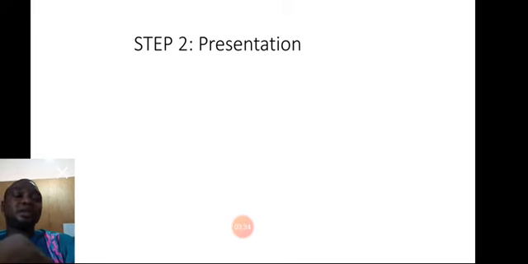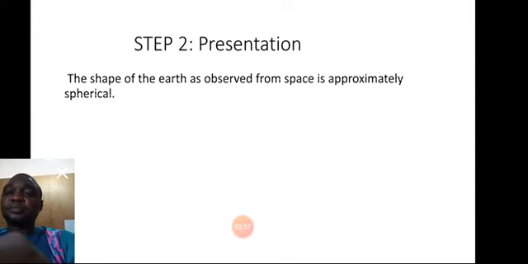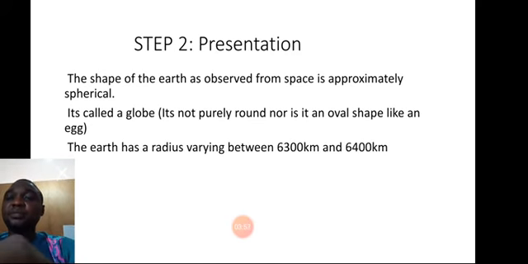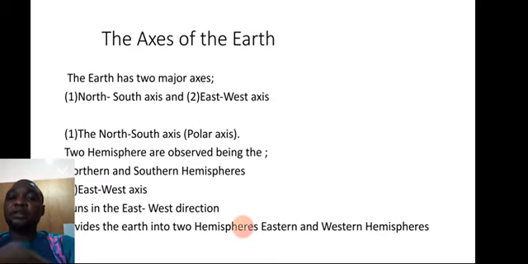Let's go into the topic proper. The first part of this lesson I want you to know is that the shape of the Earth, as observed from space, is approximately spherical. It's called a globe. It's not purely round, nor is it an oval shape like an egg. The Earth has a radius varying between 6,300 kilometers and 6,400 kilometers.